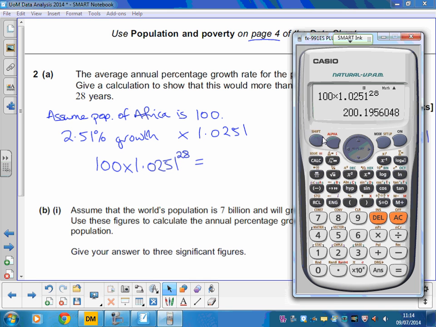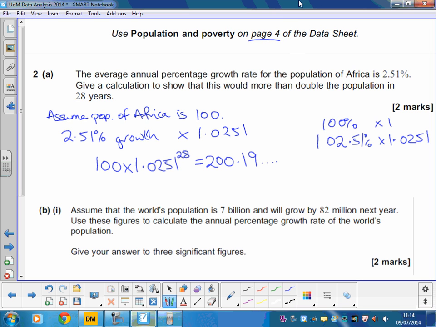Now this has given us an answer of 200.19 and some more numbers. Now 200 point something is over double 100. Okay, so we've shown that it's more than double. We just need a concluding statement. So more than double the original population. Now you can choose any number to start with. You just have to show your final number is more than double that.